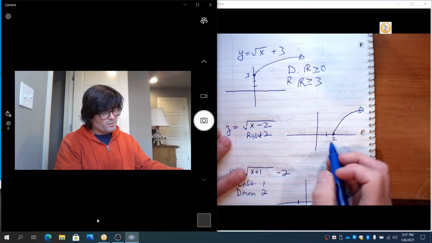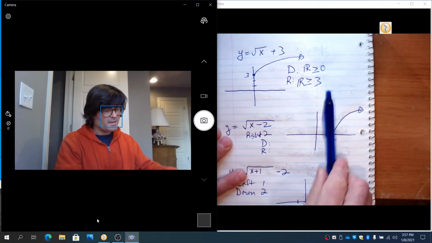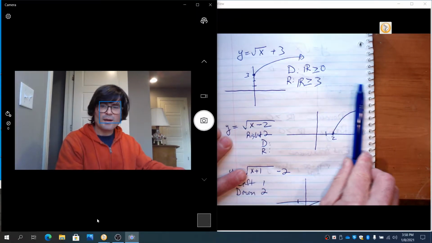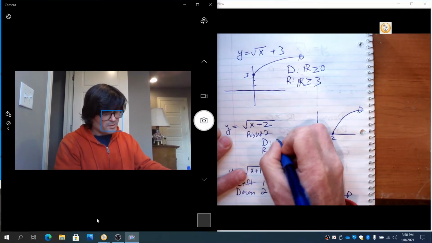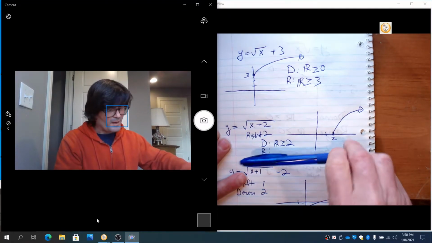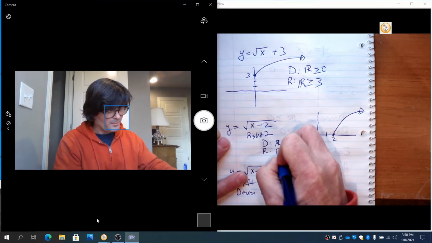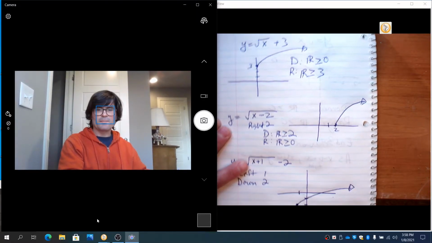For this graph, the domain is, we've shifted right two, so it's two and right. So it's going to be all real numbers bigger than or equal to two. And then the range hasn't changed. It's still zero and up. So it's going to be all real numbers bigger than or equal to zero.